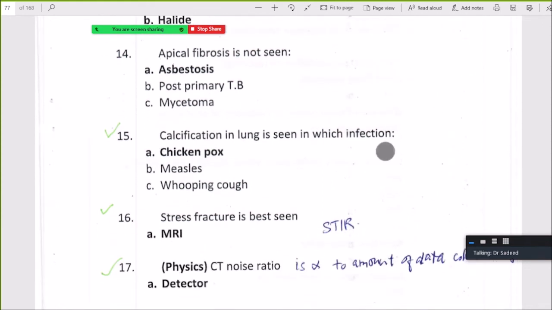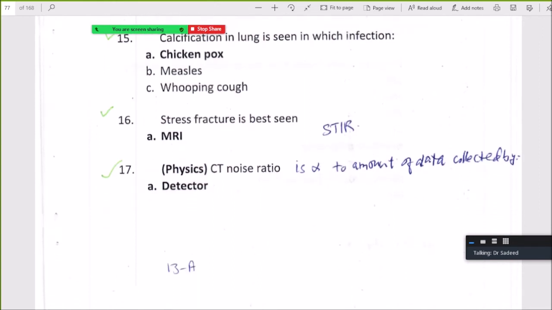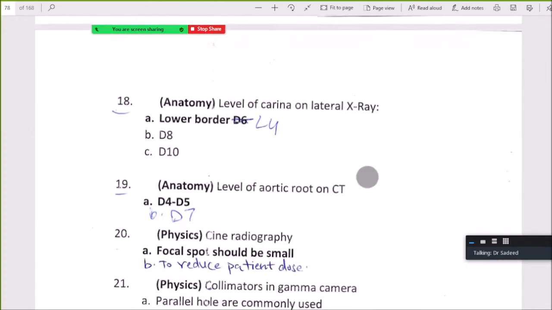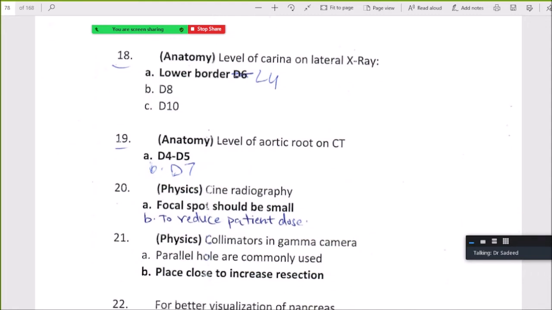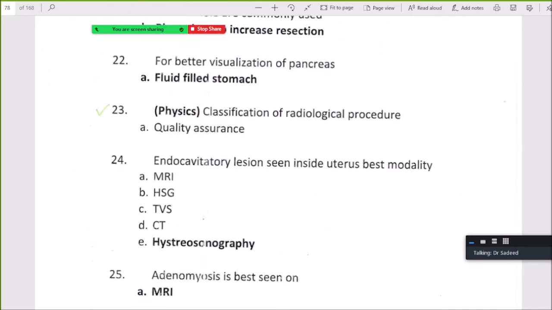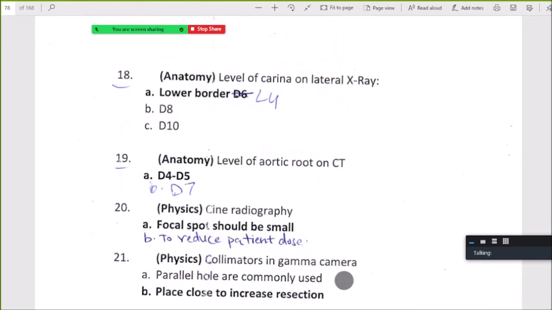15. Calcification in lung is seen in which infection? Chickenpox. 16. Stress fracture is best seen in MRI STIR. 17. The signal-to-noise ratio is directly proportional to the amount of data collected by a detector. 18. Anatomy level of conus on lateral X-ray, lower border L1. 19. Level of aortic root on CT is D4 to D5.